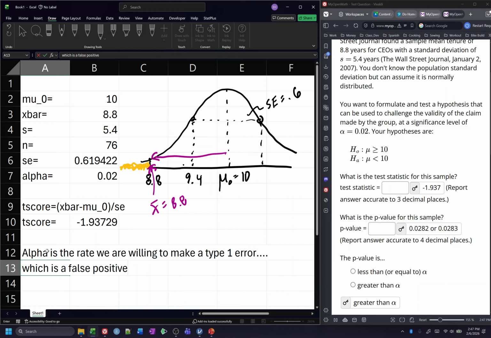Alpha is this rate that we're willing to make it at, and we have to have a p-value. This probability that we would see this x bar has to be less than the rate that we're willing to make a type 1 error. So in this case, it's got to be less than 2%. Okay, so how do we figure out our p-value?